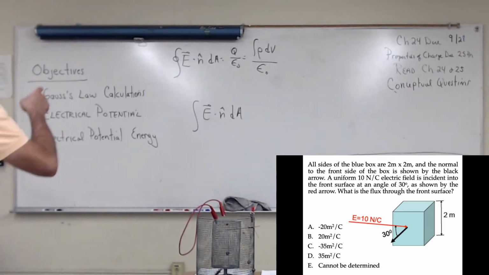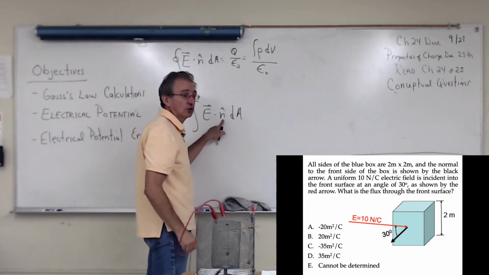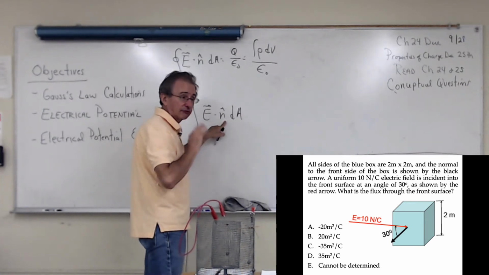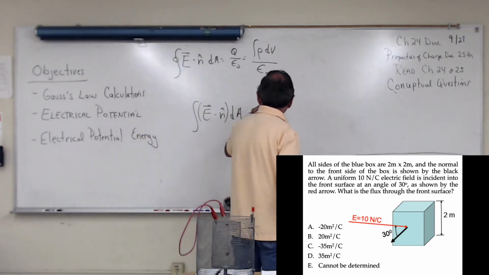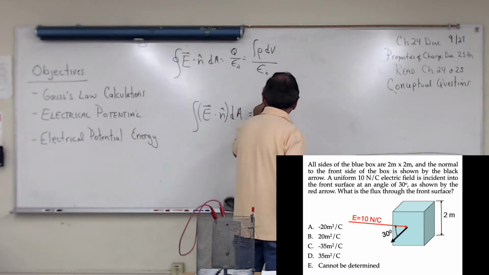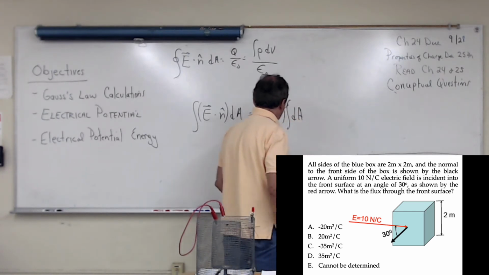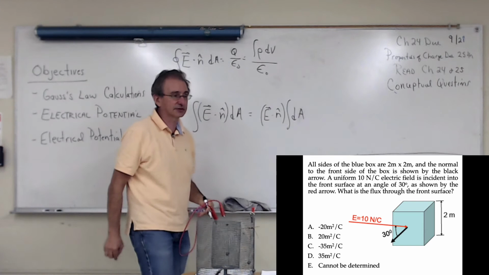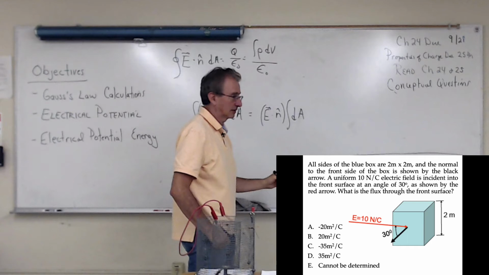So we want to calculate this. Now the electric field is uniform. In fact, the dot product between E and the normal to the surface is the same all the way around the front surface. So this thing is a constant over the whole surface, which means that I can pull a constant out of the integral sign. And integrate over the area of the front side of the box. Well, the front side of the box is 2 by 2. So 2 times 2 is 4.